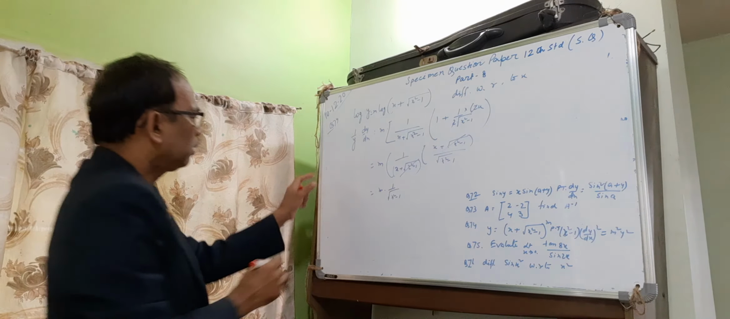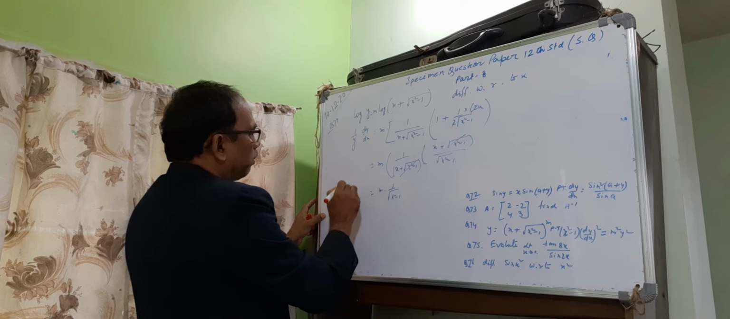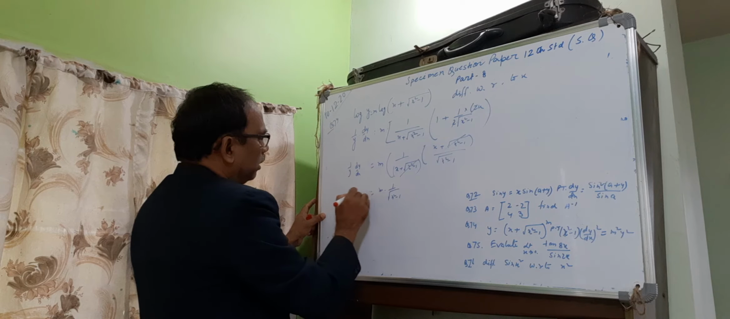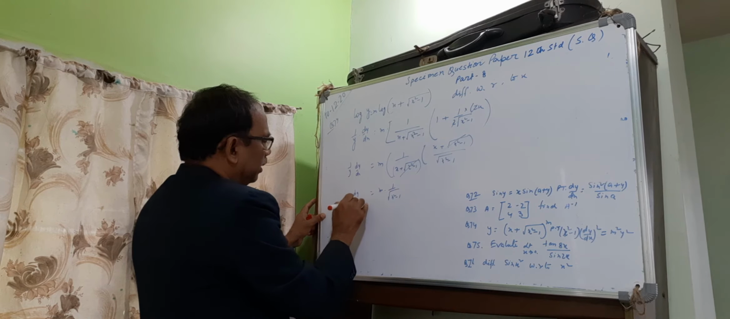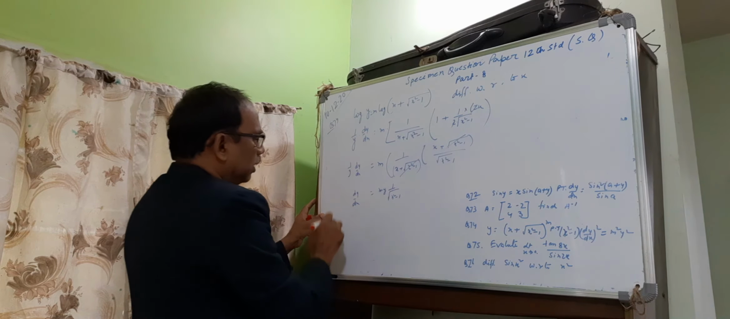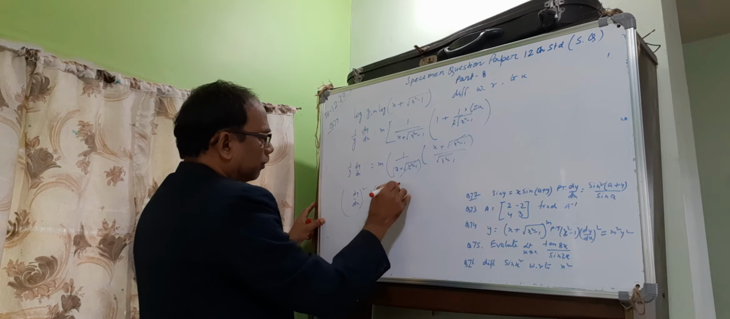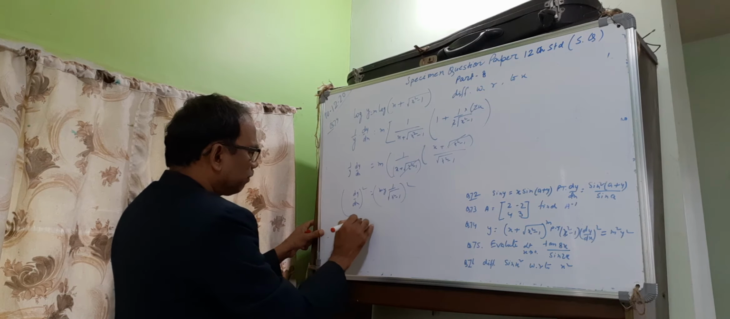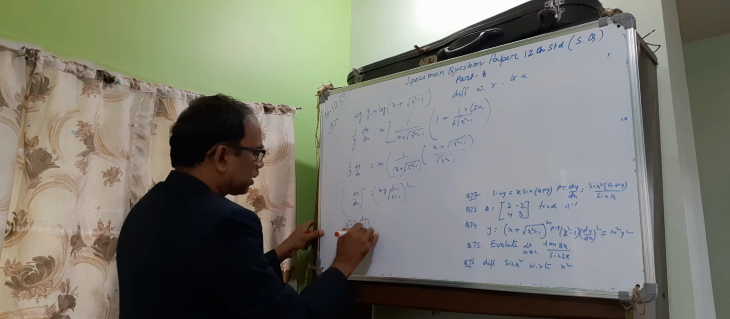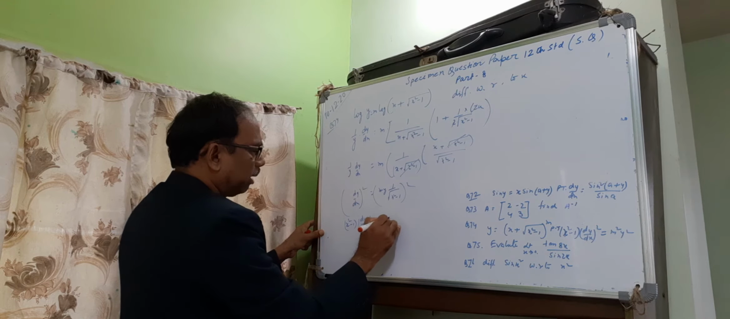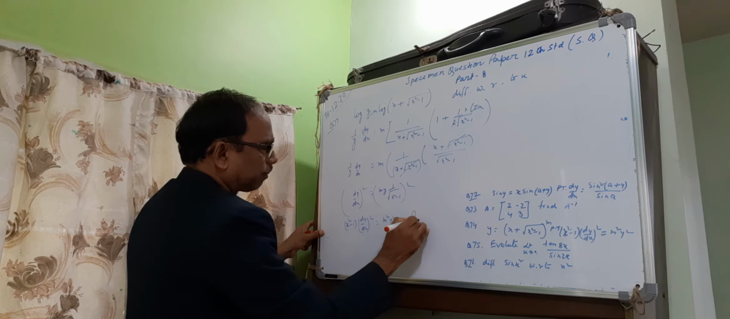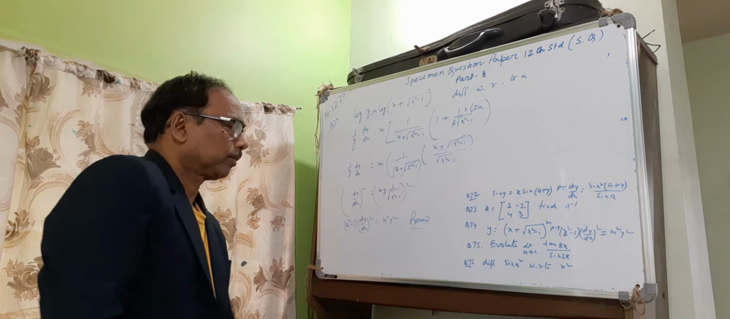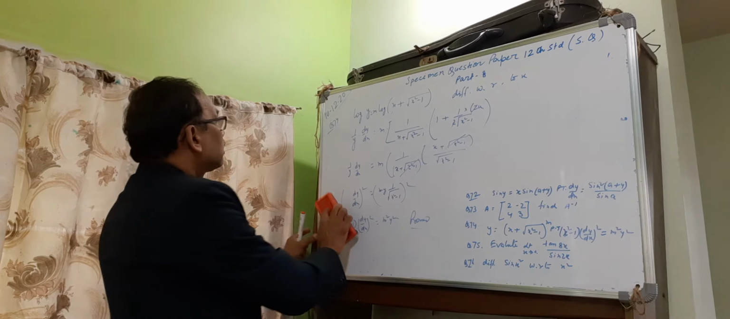Now, 1 by y dy by dx, then y dy by dx is m. Squaring both sides, the square root will be removed: x square minus 1 dy by dx whole square equals m square y square. Question number 74 done. Next, question number 75.